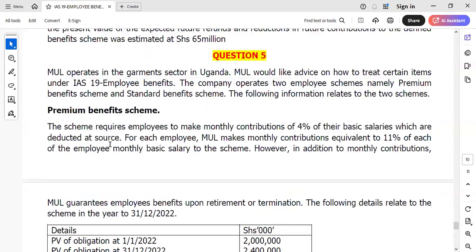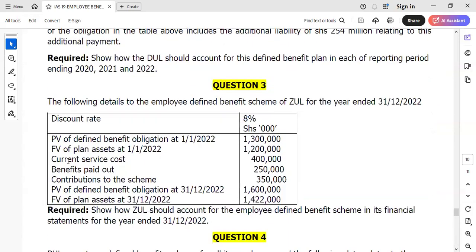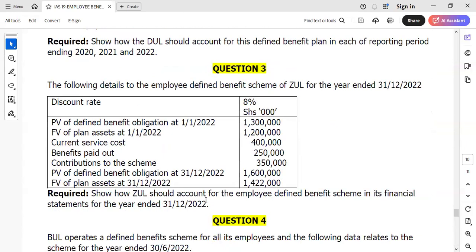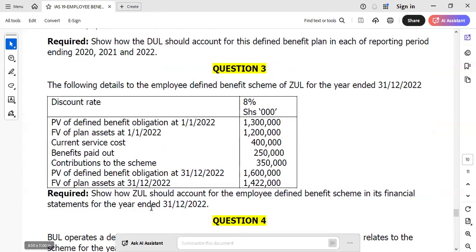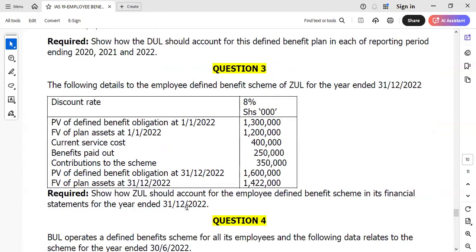Question 3, they are telling us to show how Zurich should account for the employee defined benefit scheme in its financial statements for the year ended 31st December 2022. So without wasting time, here we are going to start answering the question. Remember, this is IAS 19.